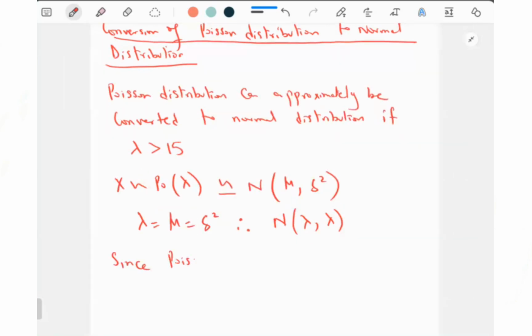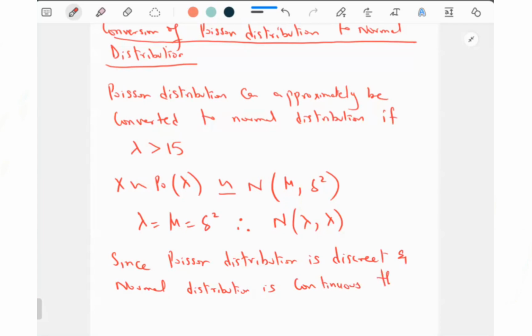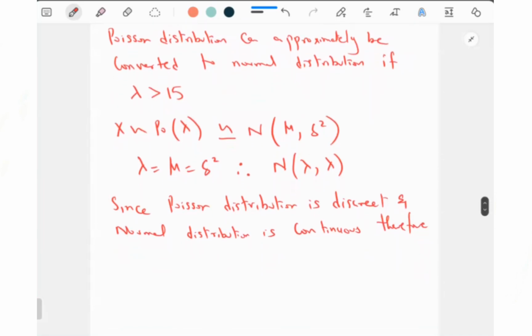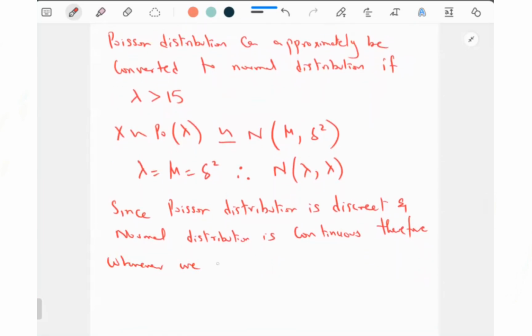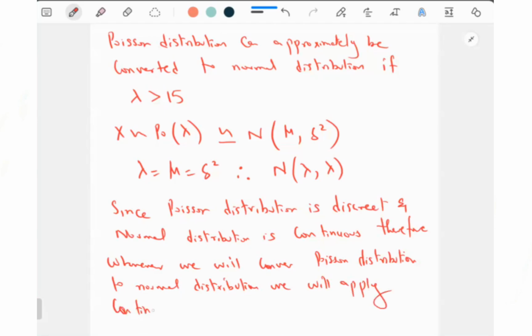Since Poisson distribution is discrete and normal distribution is continuous, therefore, whenever we will convert Poisson distribution to normal distribution, we will apply continuity correction. जल्दी से क्विक रिकैप करवाता हूं.